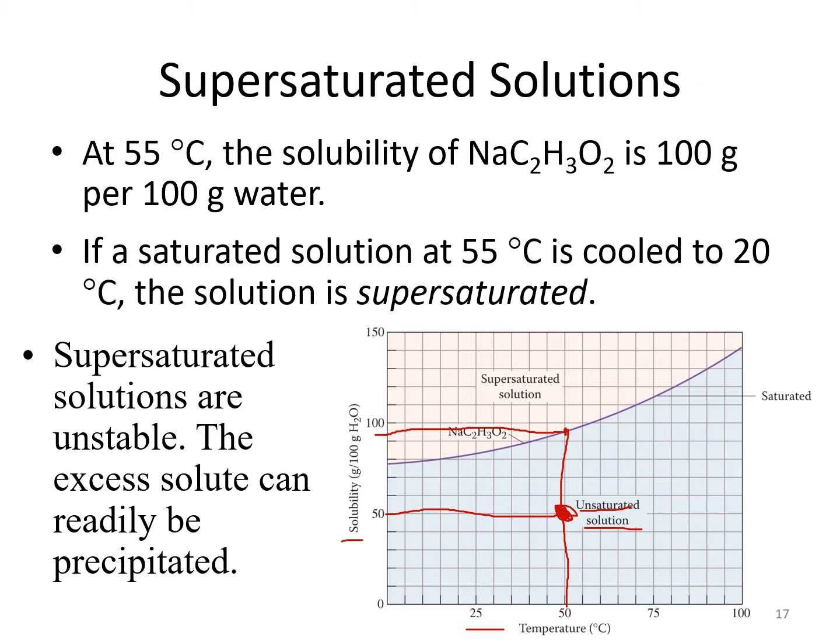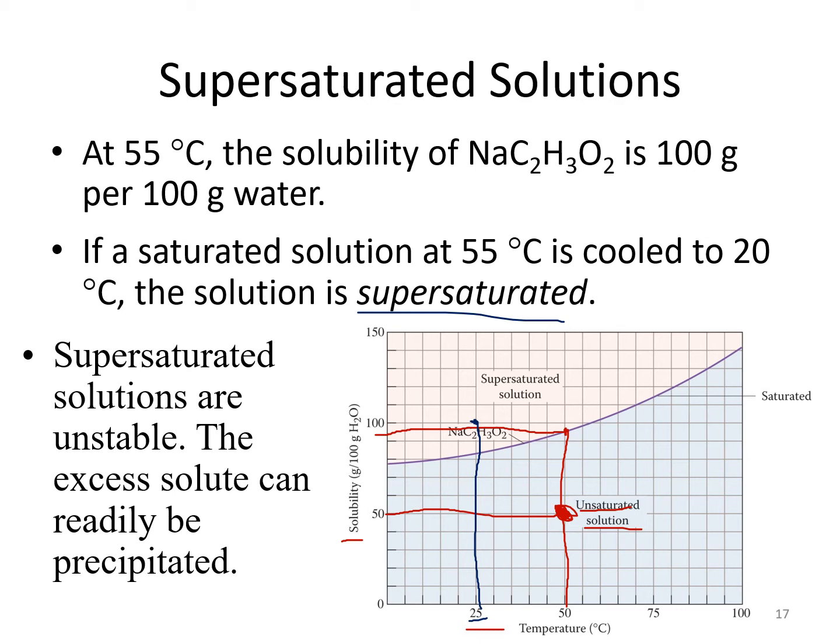What if I tried to dissolve 100 grams at 25 degrees Celsius? So 100 grams is right here. 25 degrees Celsius is right here. So we draw the line. That's above the saturation line. So that won't work. So what do we do? To create a supersaturated solution, what you have to do is heat it up.